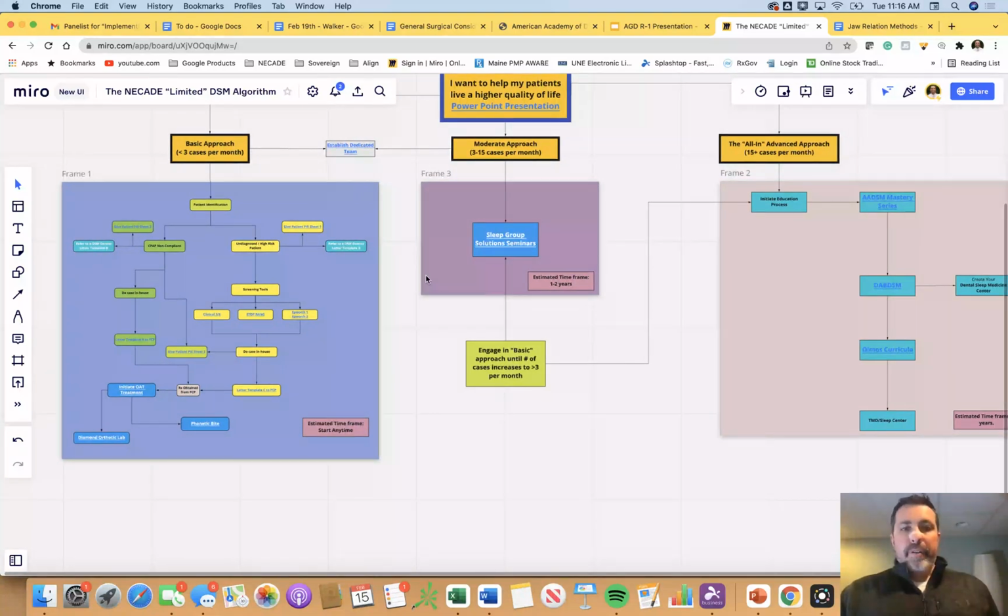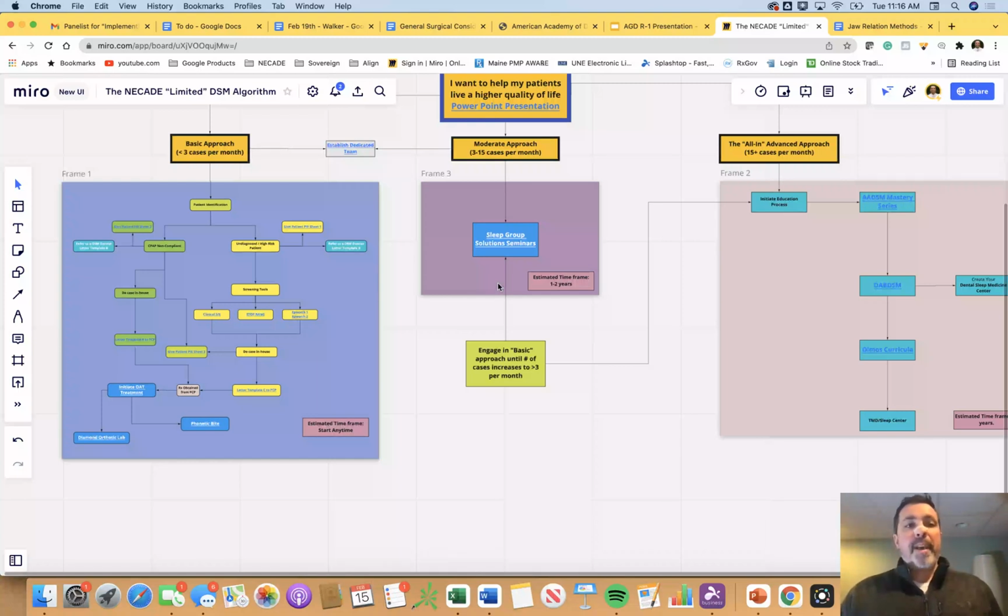We also have the moderate approach. If you find yourself doing 3 to 15 cases per month, then I would consider looking at sleep group solutions. They have seminars all over the country. Although I love sleep group solutions and I've paid them a lot of money to help implement the dental sleep medicine practice within my practice, I don't think this is the place to start. They will absolutely help you start if you've got the money to spend. The problem is if you don't have the patience to support the investment, then it's all for nothing.